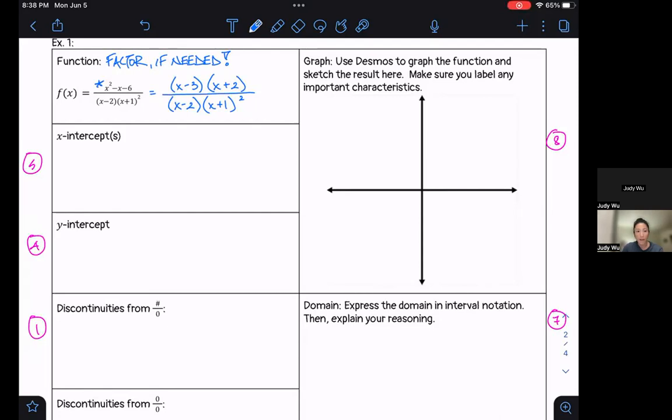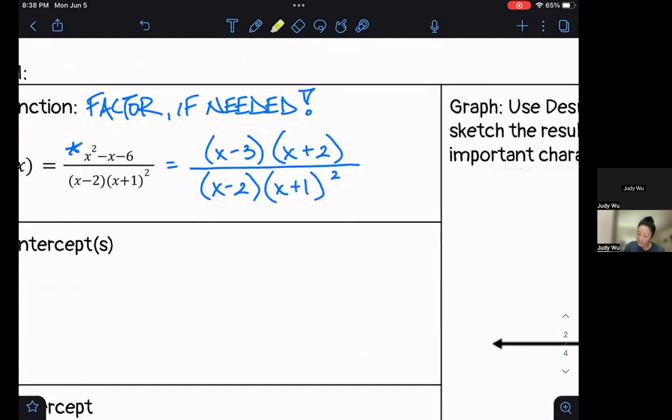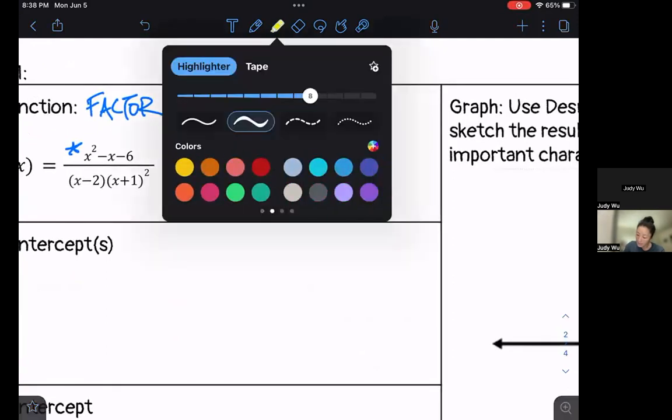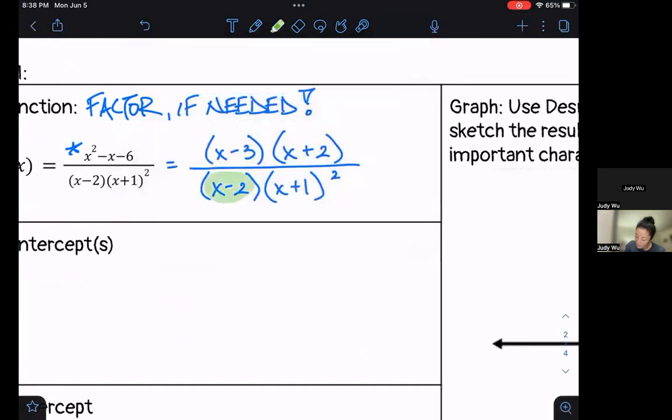Discontinuities from a number over 0, right? This means I'm looking for terms in the denominator that are not in the numerator, okay? And so if I zoom in over here, I might see that I've got this factor. If I plug in 2, I'm going to get 0 on the bottom. And this one, oops, if I plug in -1 on the bottom, I'm also going to get 0, okay? And those two factors are not on the top.